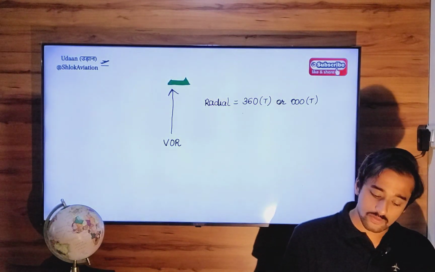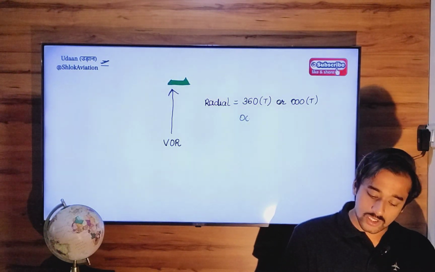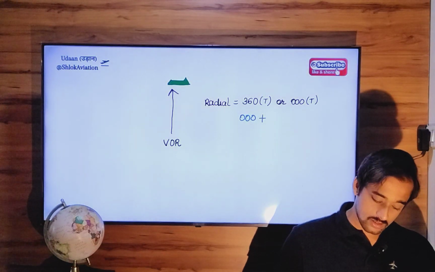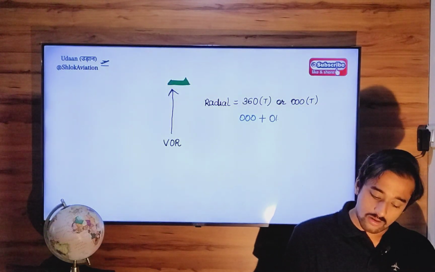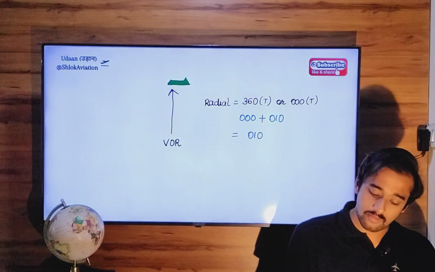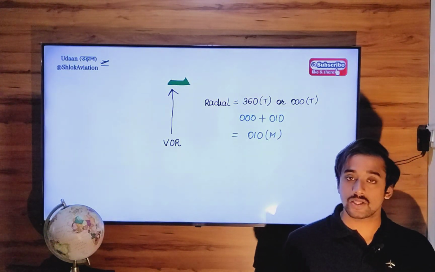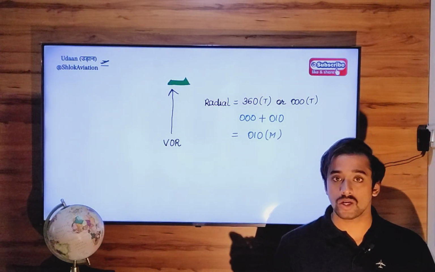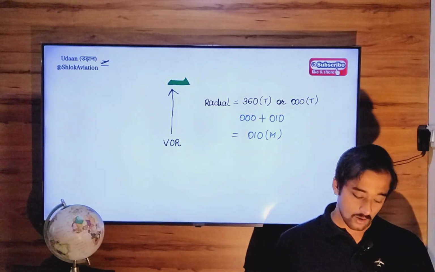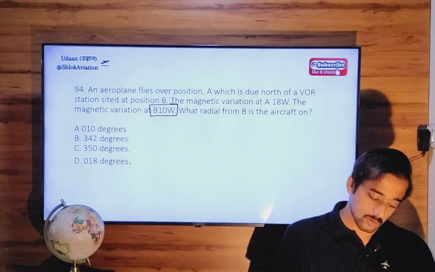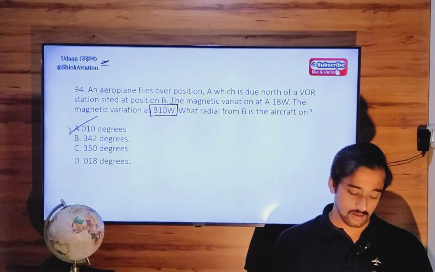What you do is 000 plus 10, which is 010 magnetic. That means aircraft is situated on a radial of 010 from the VOR. All radials are magnetic in direction. So option A is the correct option.